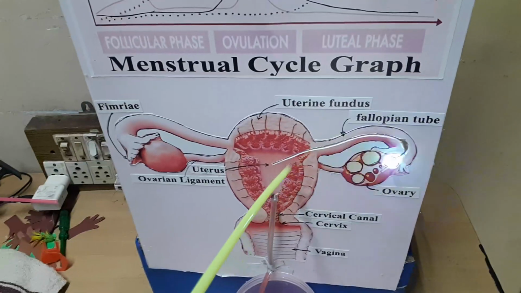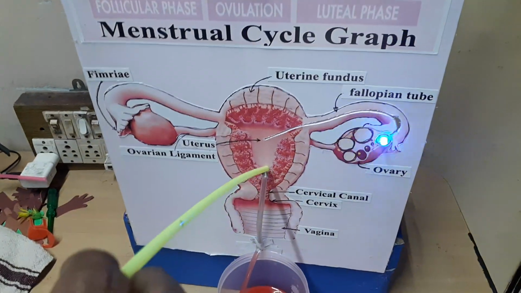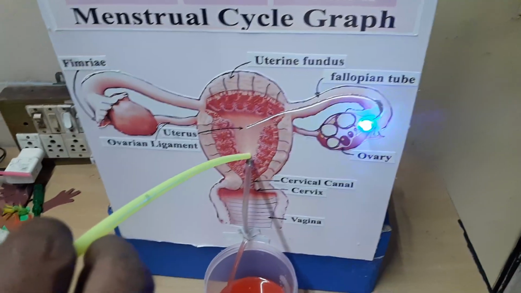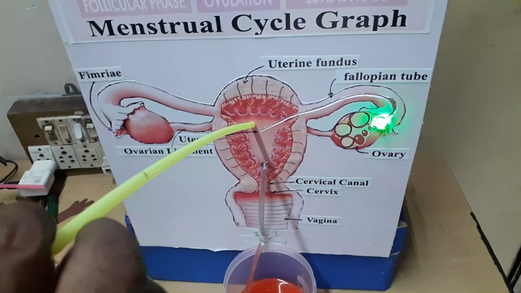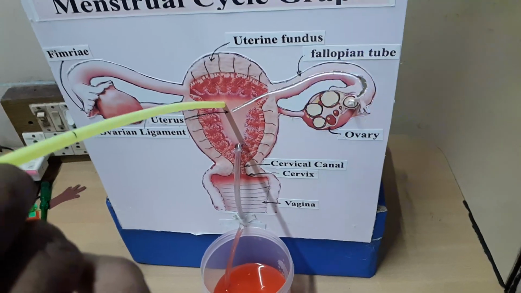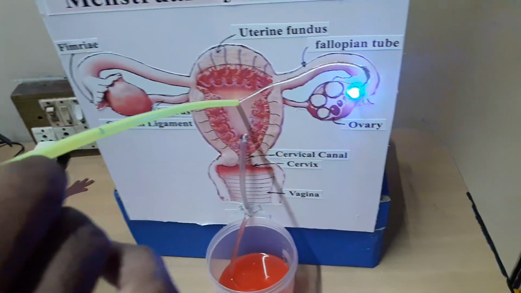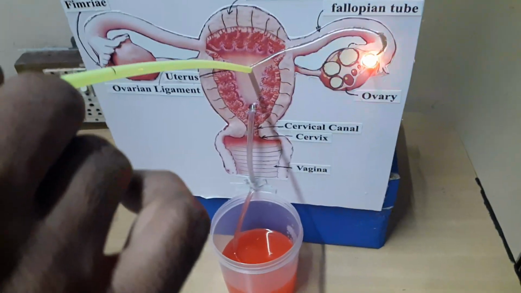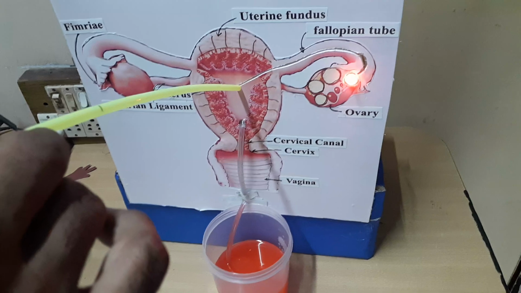Once the sperm enters the uterus, it is propelled upward. The fallopian tube pushes the egg into the uterus. So both of them will combine here. The egg produces a chemical that attracts the sperm.